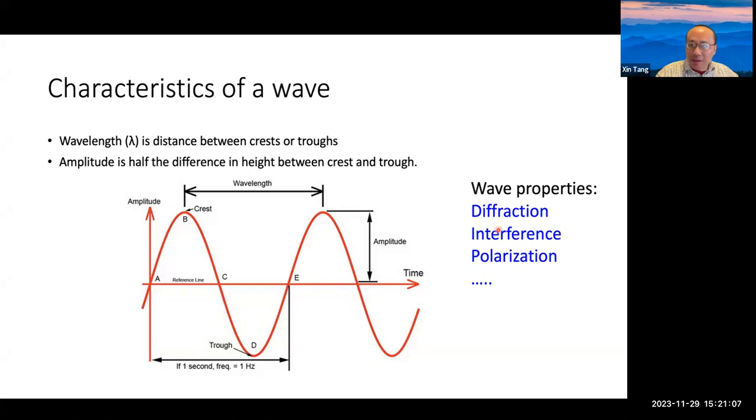Also interference, that's very important. Also polarization, also very important. I think I showed you some pictures of the muscle, right? The muscle picture that was imaged by polarization microscope.